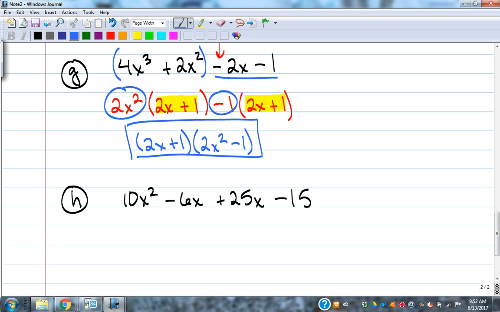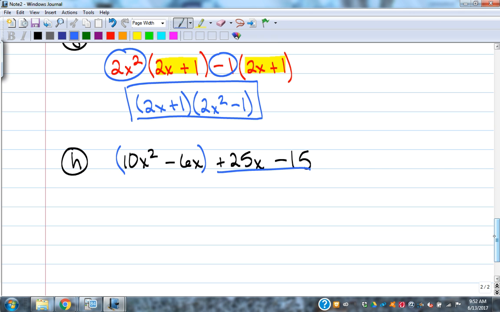So we're good there. Is there a greatest common factor across the whole problem? No. The 6x messed it up on this one, because 5 goes into everybody else, but not the 6. So the next thing to do would be to say, okay, it's got 4 terms. I'm going to group it. First two, second two. What's the GCF of the first two? 2x. What's that leave in parentheses? 5x minus 3. Good.